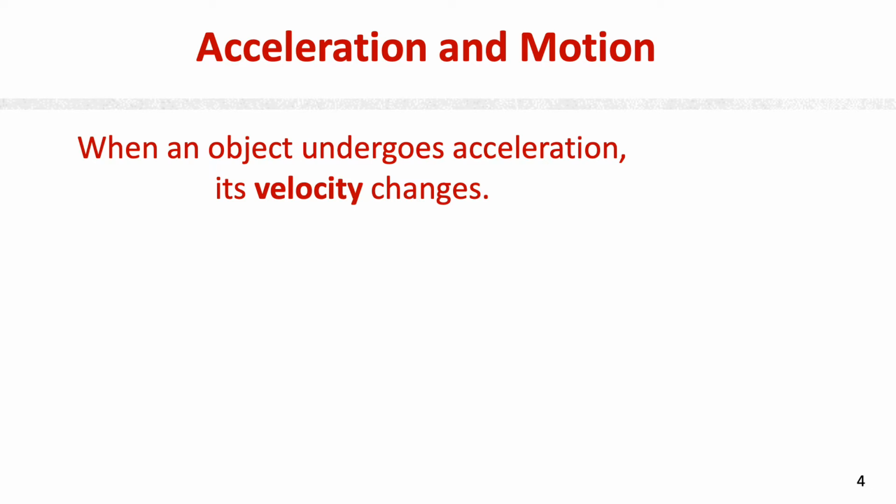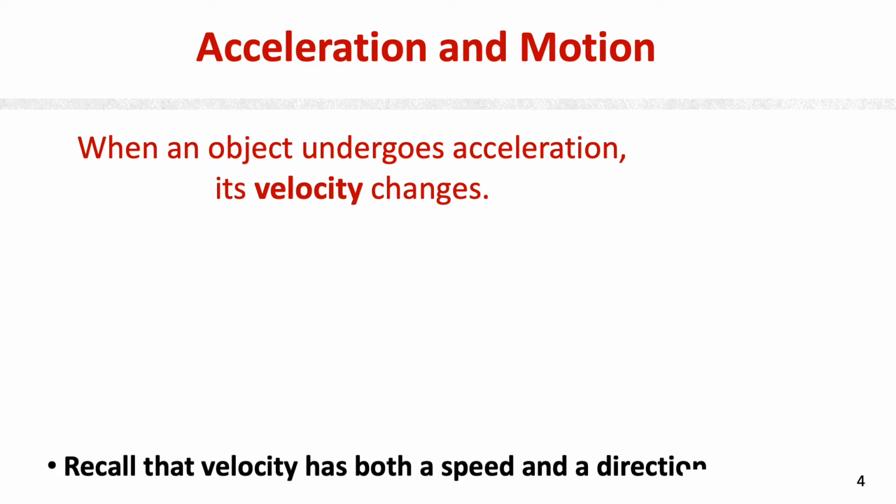Acceleration and motion. When an object undergoes acceleration, its velocity changes. What is the meaning of this? If you remember, velocity means speed and direction. So, when an object undergoes acceleration, the speed changes or the direction changes.